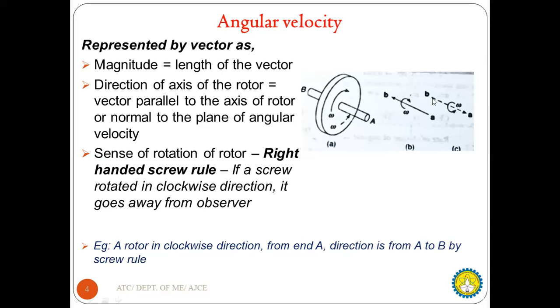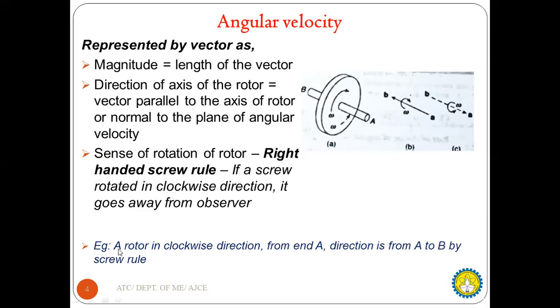It should be parallel with this axis. Its length should be equal to the magnitude of this omega. Then the direction: here the observer is standing at point A, so this arrow is coming towards point A. This is how we will represent angular velocity as a vector.